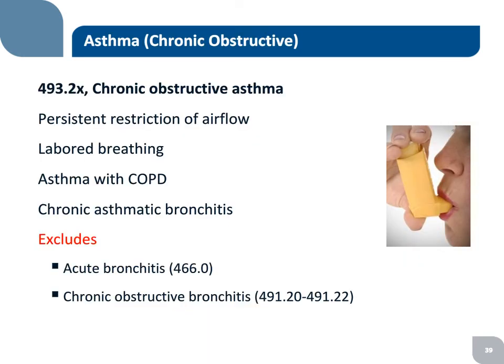What really affects the revenue is the 493.90 asthma unspecified versus the 493.2 for chronic obstructive asthma. The 493.90 does not risk adjust. So if you know that it's chronic obstructive asthma, we would like you to code it to the highest specificity. It also excludes the acute bronchitis or chronic obstructive bronchitis, so you would code those in addition if you had the asthma as well as the acute bronchitis or chronic obstructive bronchitis.